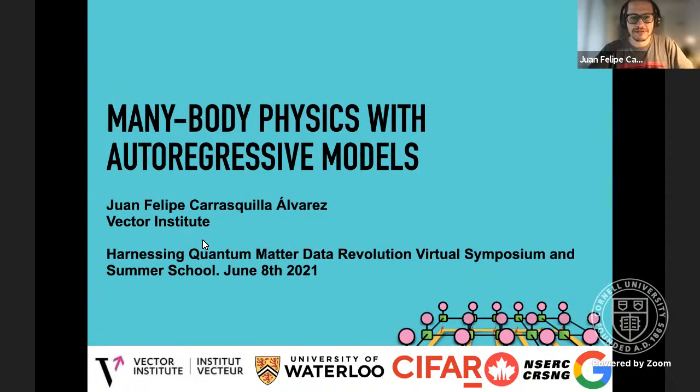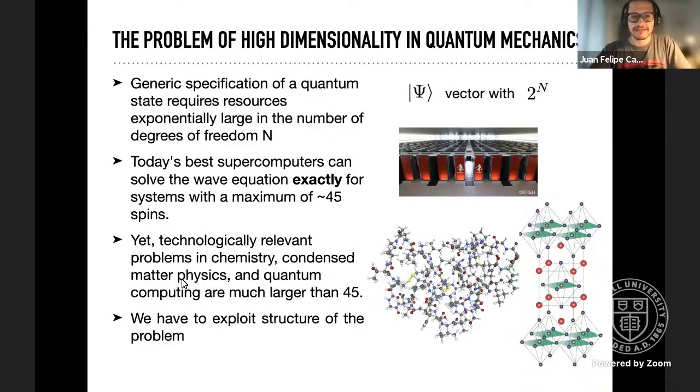So I'm going to tell you about many-body physics with a particular set of models called autoregressive models. Basically, I'm going to start by introducing the problem of high dimensionality in quantum mechanics, why it is important, and what we typically do to overcome it, to make progress on this problem.